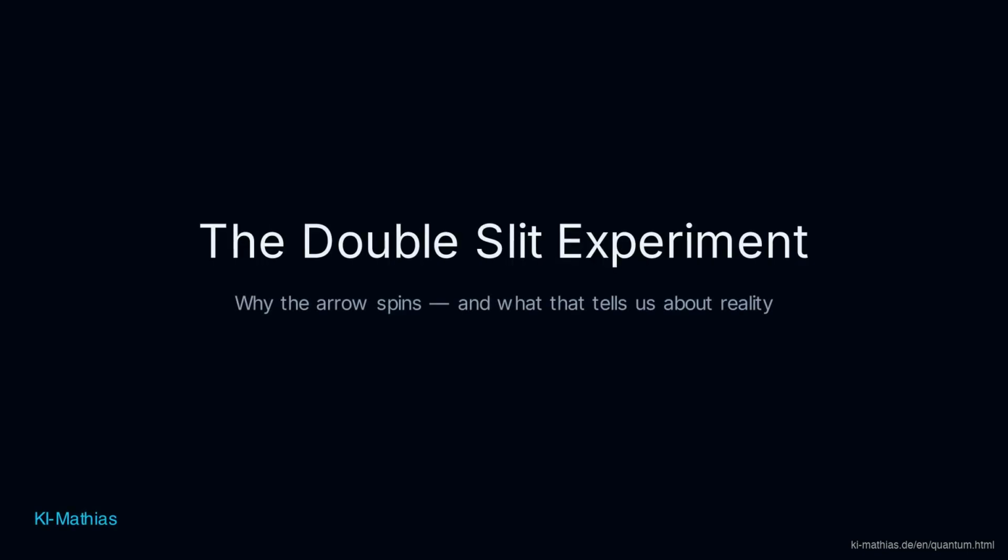The double slit experiment, and a tiny arrow that spins while an electron travels. That spinning arrow explains all of quantum mechanics. The setup: a source, a barrier with two slits, and a screen.